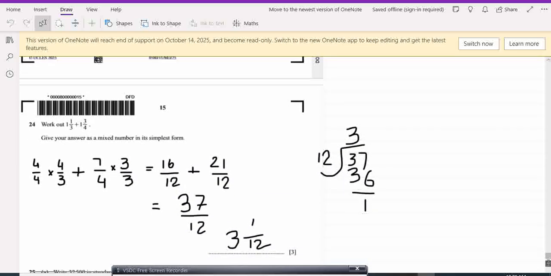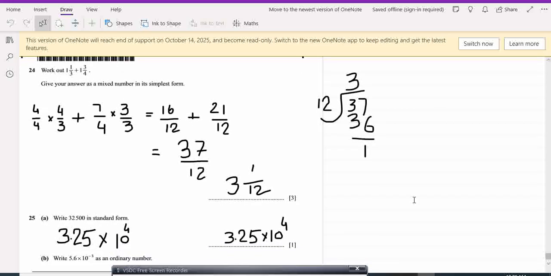Two mixed fractions are given, and we have to solve them. We convert them to improper fractions. 3 1 is 3, 3 plus 1 is 4, so it becomes 4 over 3, and this is 4 1 is 4, 4 plus 3 is 7, becomes 7 over 4.